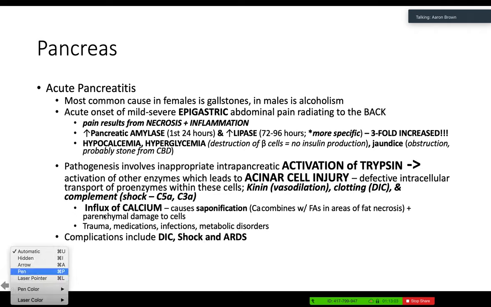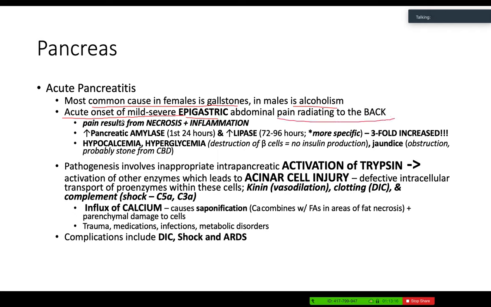Acute pancreatitis, the most common cause in females is going to be gallstones. For men, it's alcoholism. How do these patients present? We have this acute onset of mild to severe epigastric abdominal pain that radiates to the back. This pain is from necrosis and inflammation. When we do our blood tests, we can look for elevated amylase, elevated lipase, and these are going to be threefold increased. Okay. Ultimately, pancreatitis is going to be a clinical diagnosis. So these help you in your diagnosis, but you can actually diagnose it without these levels.